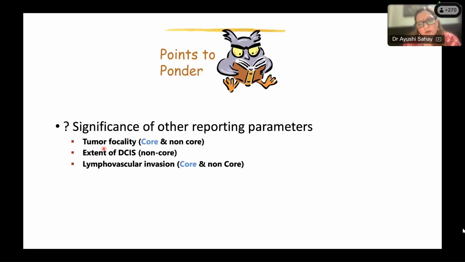Now, what about extent of DCIS? Though it is a non-core parameter, what do you mean by extent of DCIS? Can you tell me? Measurement of the total area which is involved in the DCIS. So extent of DCIS is basically extensive DCIS, or it is not extensive. So can you tell me what does extensive DCIS mean?